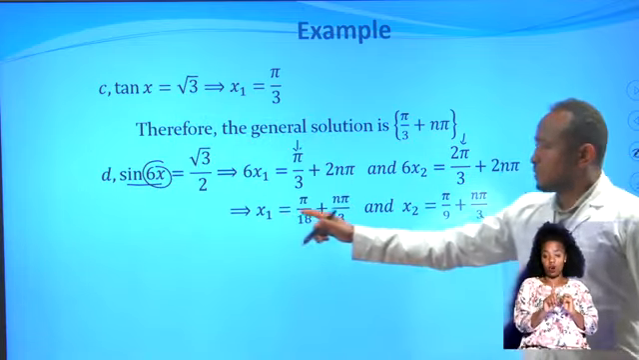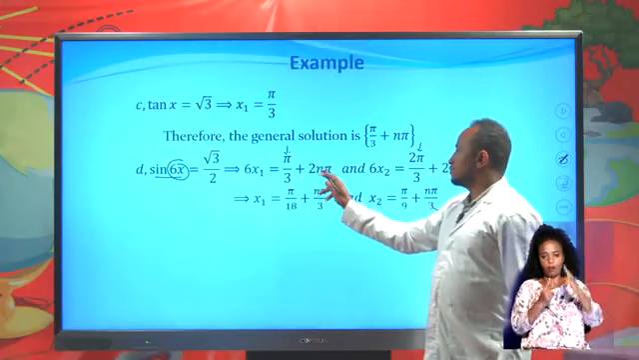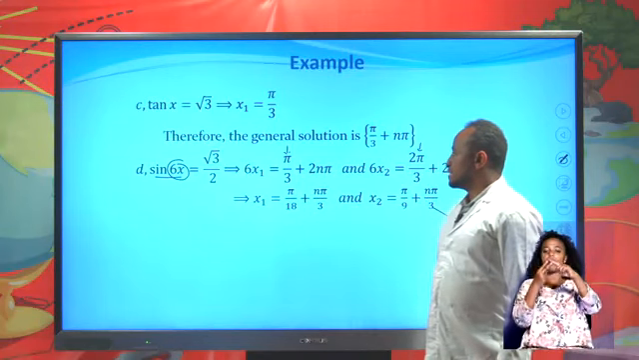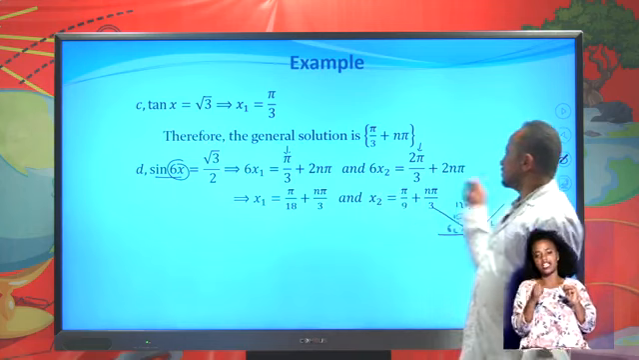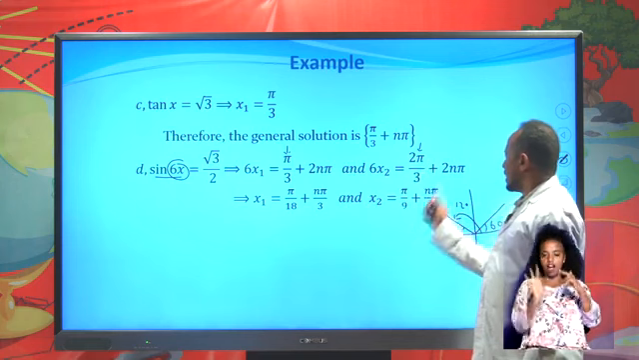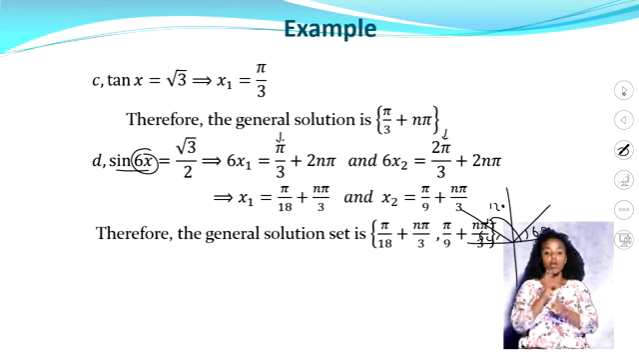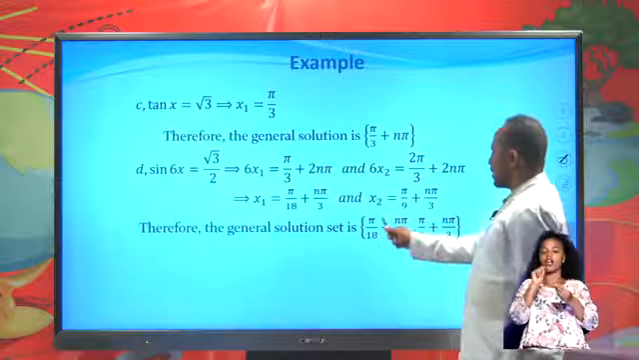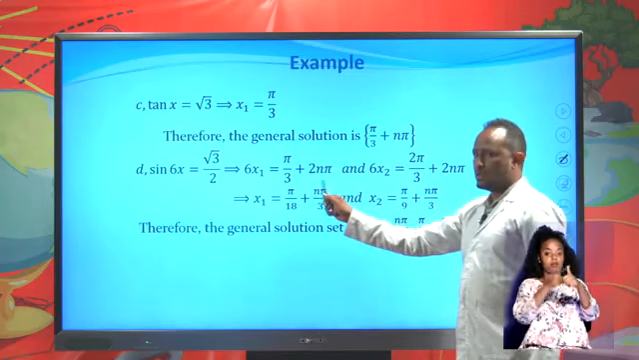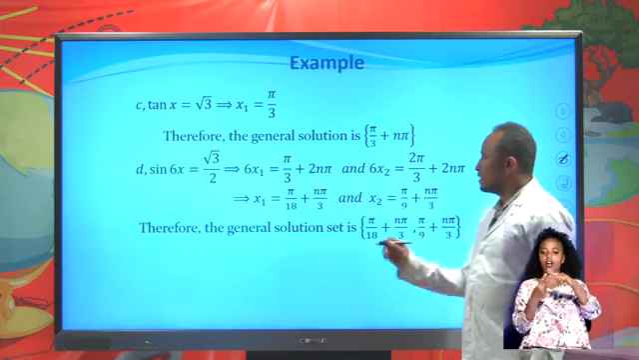So the particular solution x1, by dividing this by 6, you get pi over 18 plus 2n pi divided by 6 becomes n pi over 3, and the other part, when you divide by 6, you get pi over 9 plus n pi over 3. So these two are the general solutions for this given equation. Therefore, the general solution is pi over 18 plus n pi over 3, and this is pi over 9 plus n pi over 3.